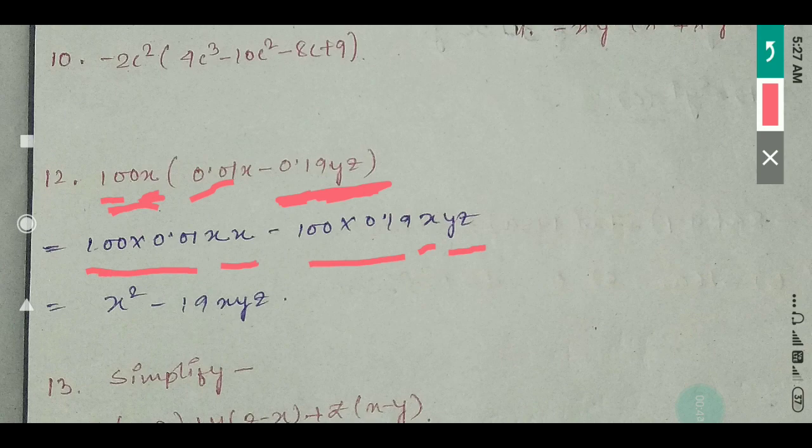So now if you multiply 100 into 0.1, it will become x square, and if you multiply 100 with 0.19, it will become 19. Now the factors will be x, y, z.